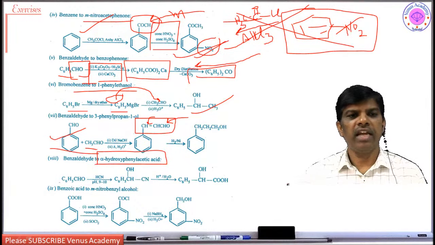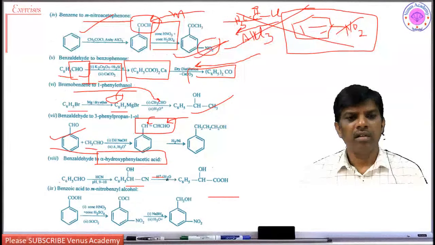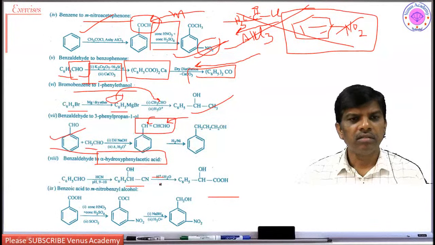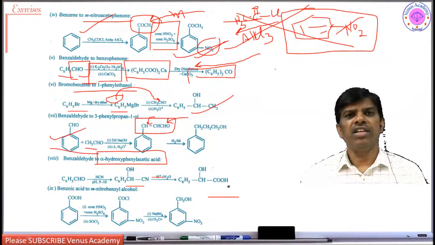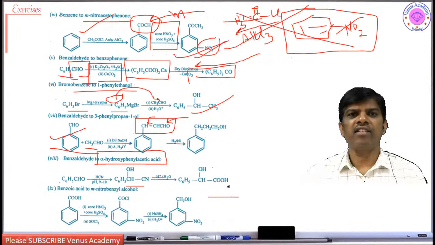Benzaldehyde to alpha hydroxy phenyl acetic acid. So benzaldehyde upon hydrocyanation is going to give the cyano compound. This cyano compound, upon hydrolysis of the nitrile in presence of acid, is going to give the carboxylic acid.